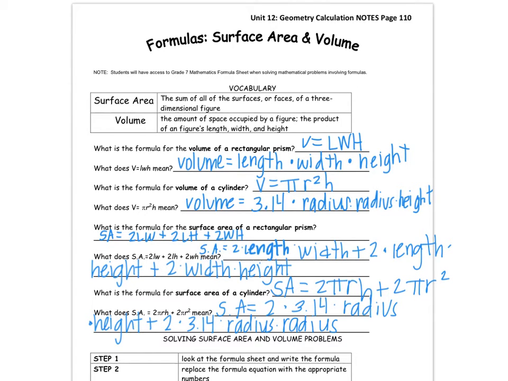So for volume of a rectangular prism, that's volume is length times width times height. Volume of a cylinder is pi, we use 3.14, times radius squared times height. So times radius times radius times height. Surface area for a rectangular prism is 2 length times width plus 2 length times height plus 2 width times height. And then finally we have surface area of a cylinder, and that's 2 times pi, so 2 times 3.14 times the radius times the height plus 2 times 3.14 times the radius times the radius.